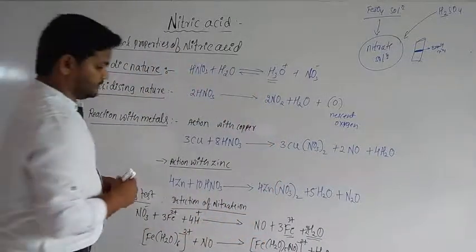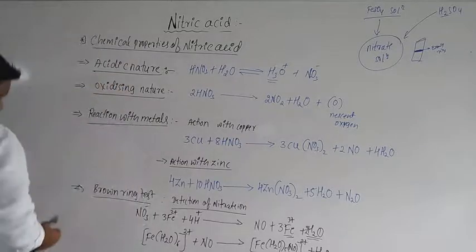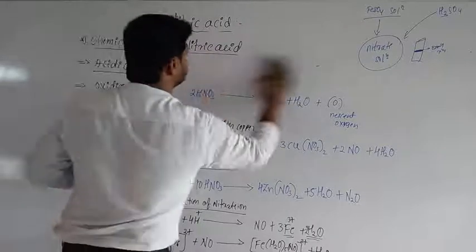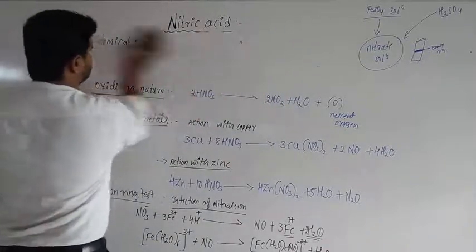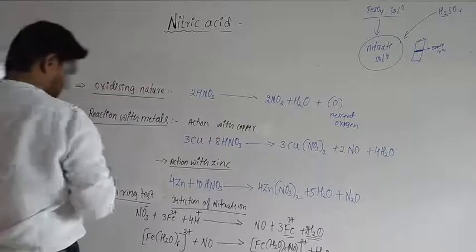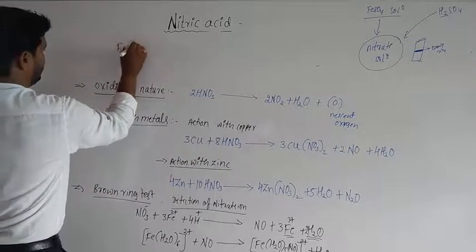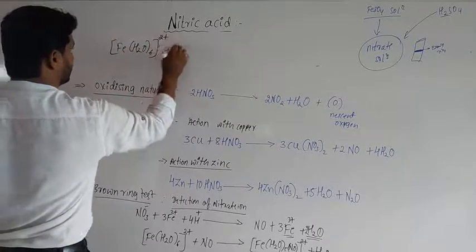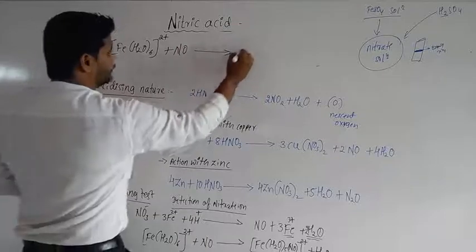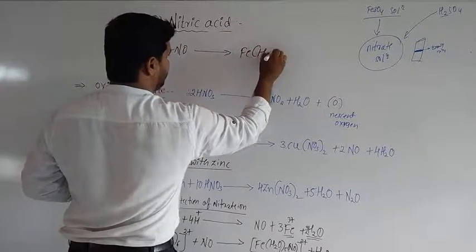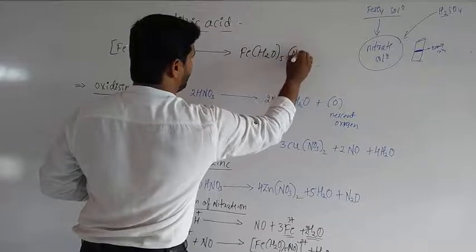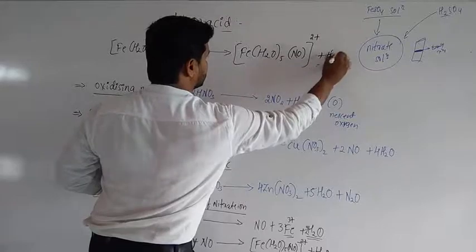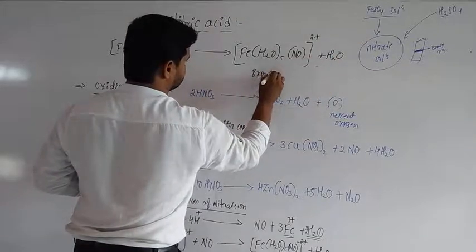The last reaction of the brown ring test I will write here. Fe(H2O)6 2 plus is a complex. When it reacts with nitric oxide, it forms a brown colored complex, that is Fe(H2O)5NO 2 plus, and water. This is the brown color.